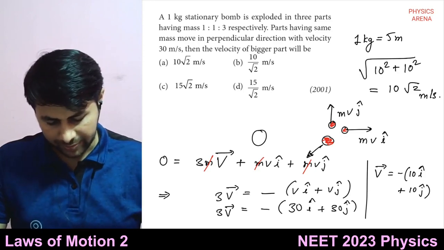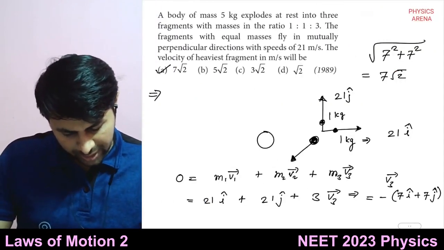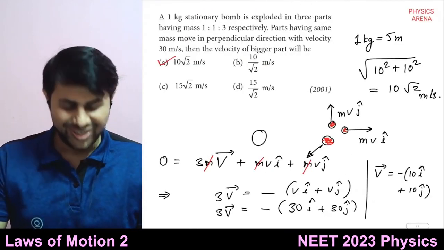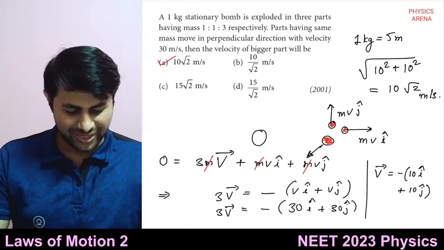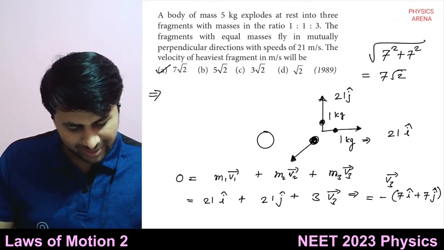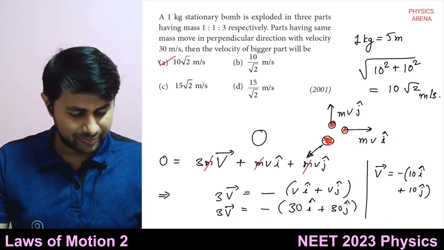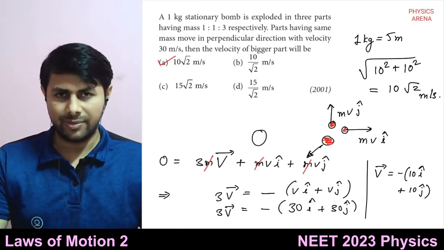So option A. Again, it was option A. Yeah, before also it was option A. So options are also at the same place, right? So this is simple.